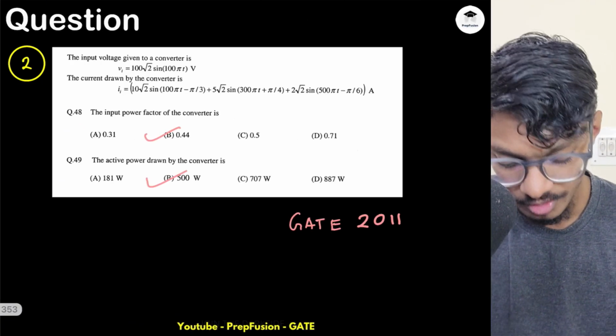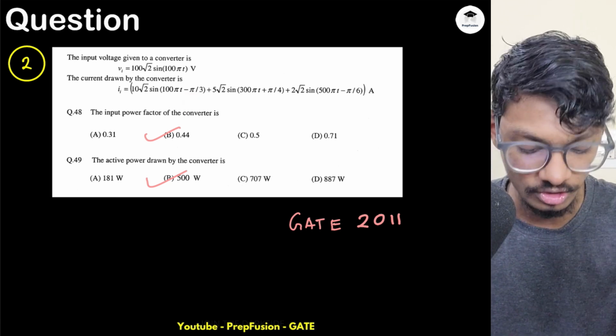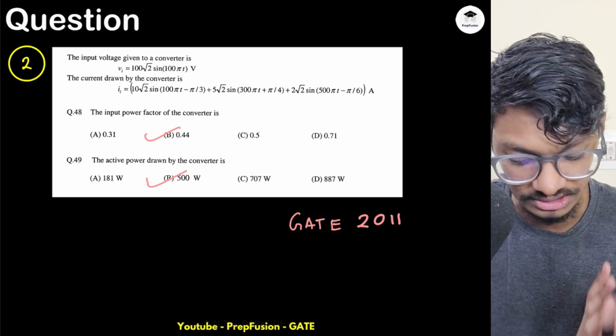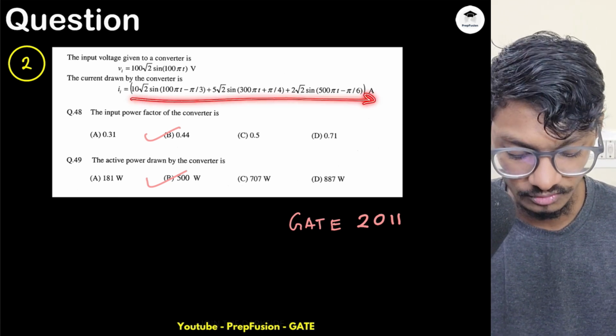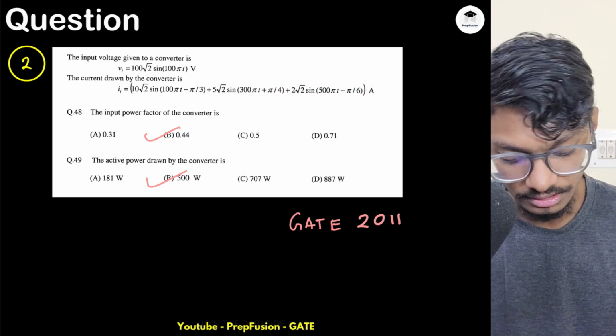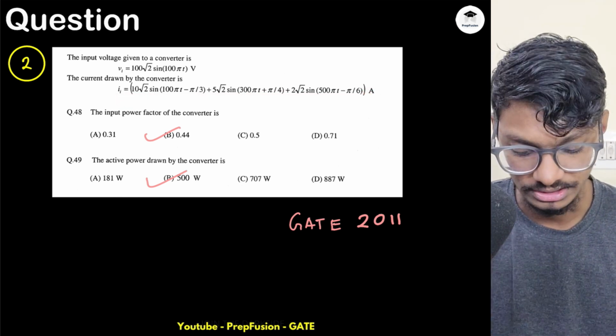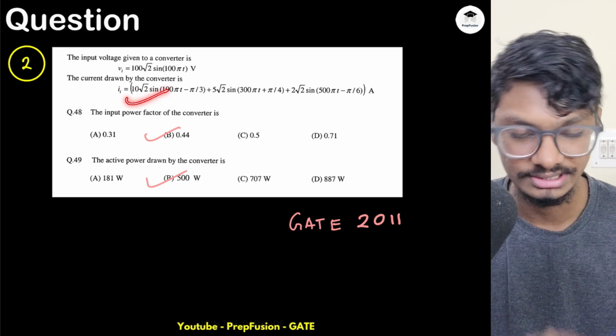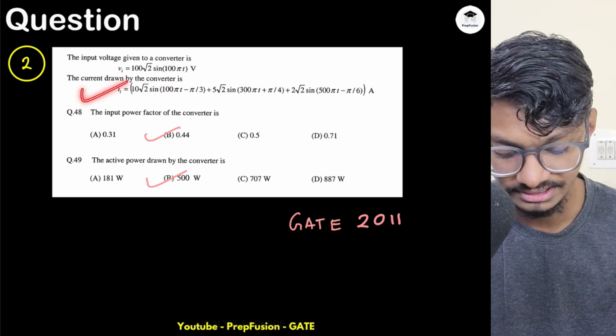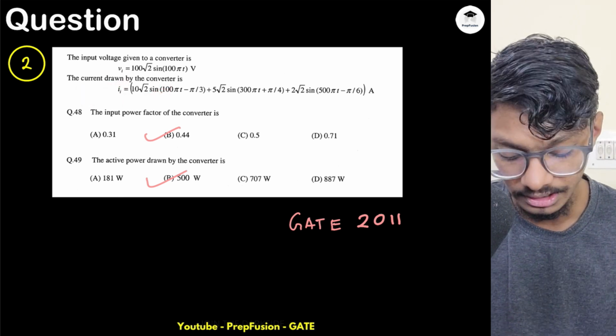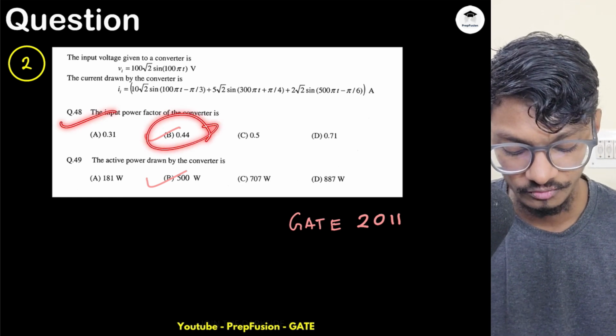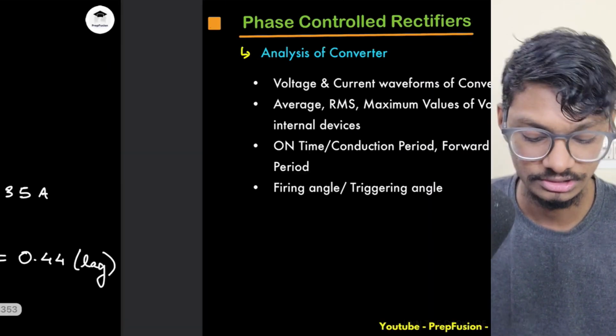Why will this be lag? Because if you find out the overall component, you have to do the vector summation of all these components, right? Overall the current will lag the voltage. So that's why this will be lag. The overall resultant angle will be lagging, just like the resultant RMS current. So the input power factor will be 0.44 and the power drawn will be 500 watts. This is how you solve this question.